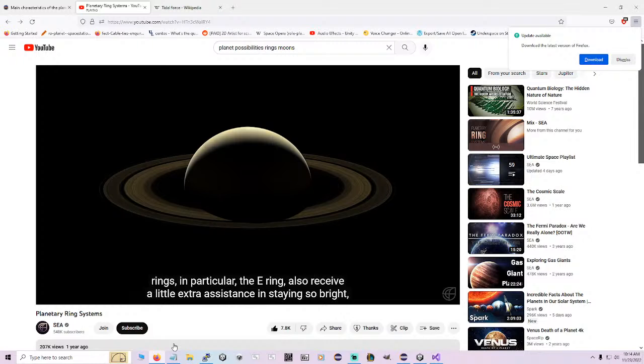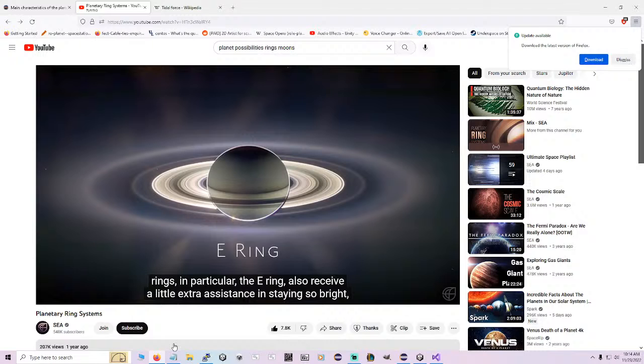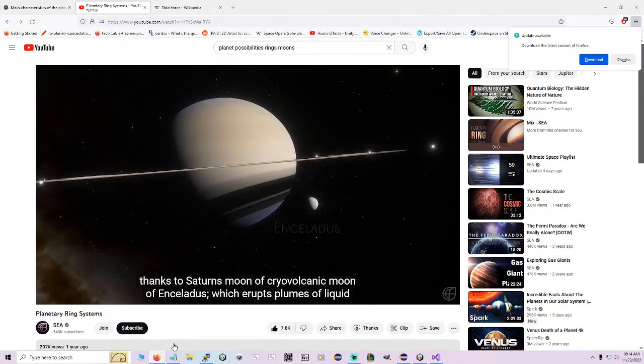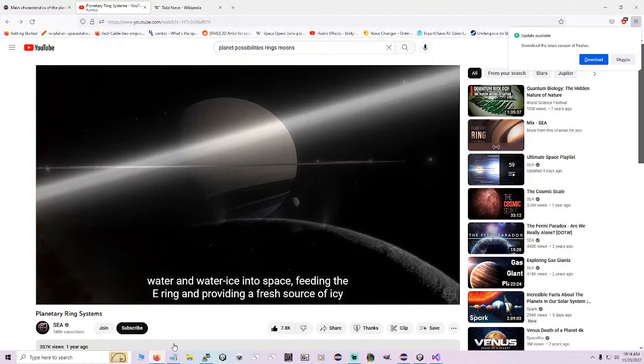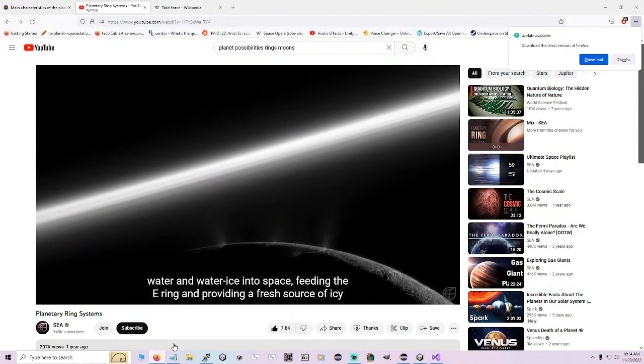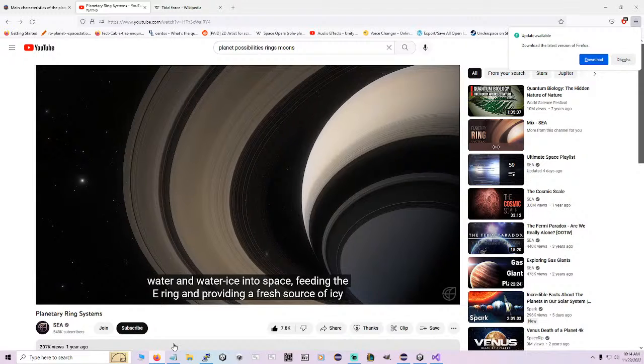These rings, in particular the E-ring, also receive a little extra assistance in staying so bright, thanks to Saturn's cryovolcanic moon of Enceladus, which erupts plumes of liquid water and water ice into space, feeding the E-ring and providing a fresh source of icy material.